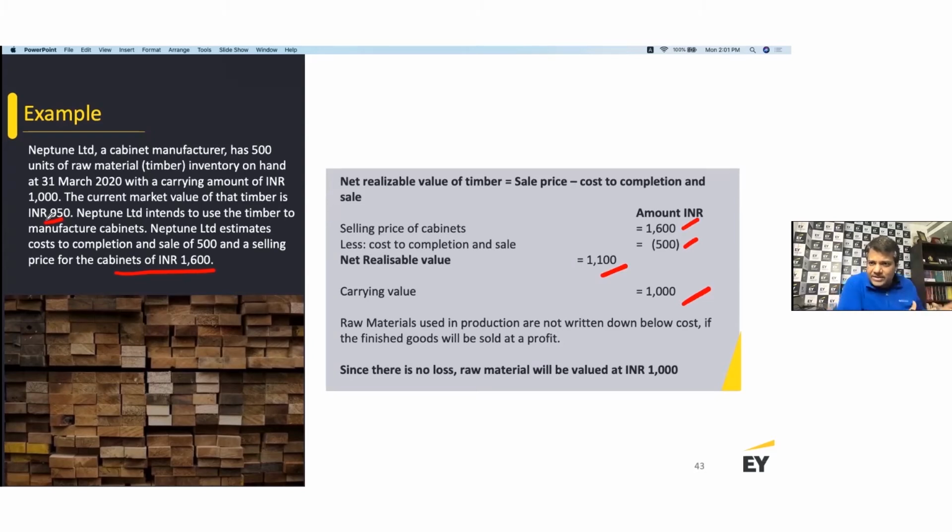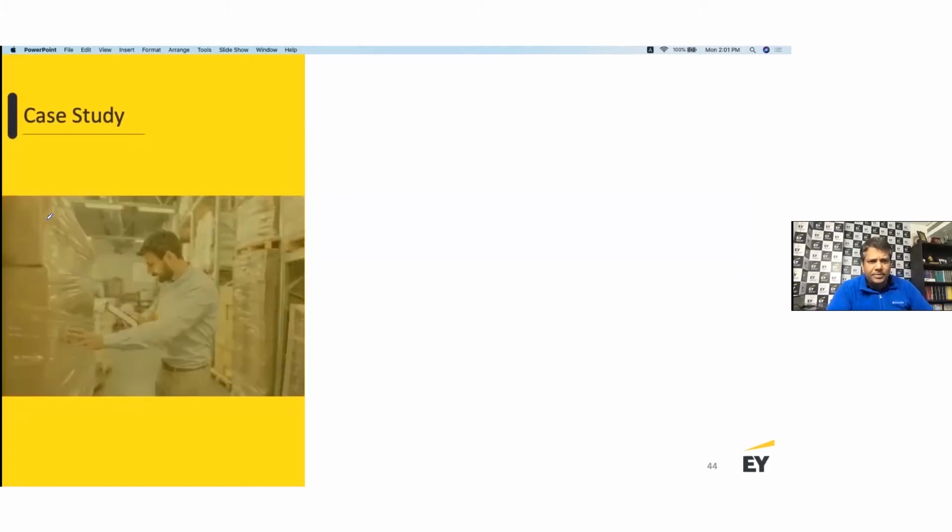That's the principle we just picked up on subsequent measurement: if raw material is used in the production process and the end product can be sold at a profit above cost, you don't need to record the loss on the intermediate cost item. Okay, let's look at another example.